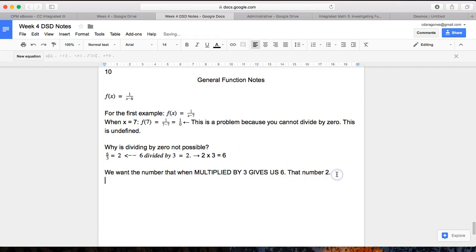Now, when we're taking a number, let's say 6, and dividing it by 0, we're asking the question, what number, when multiplied with 0, gives the number 6?